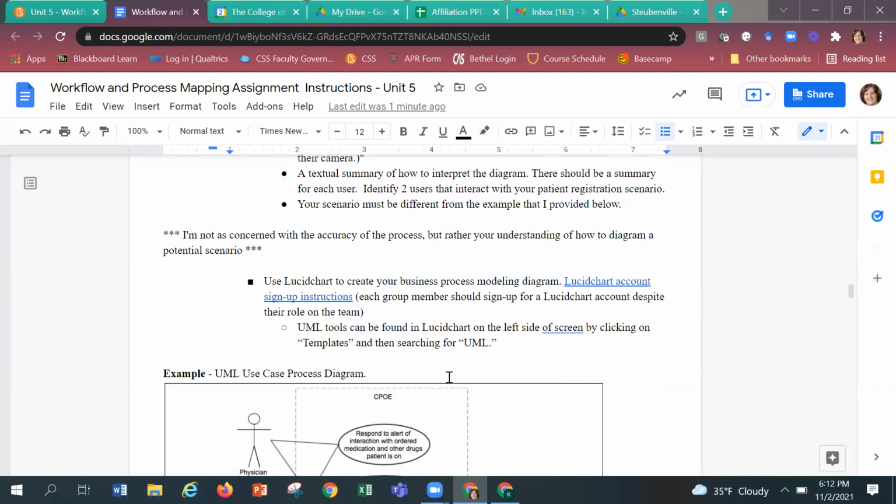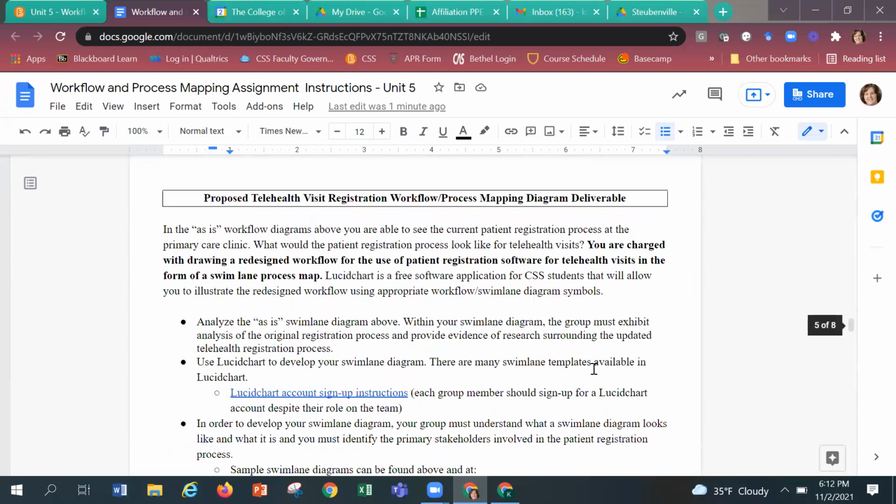I would like you to use Lucidchart to create your business process modeling diagram. Lucidchart is one of the Google system tools. And so you can log in using your CSS login credentials. It's a really slick tool and very intuitive. So I think you guys will all be able to pick that up very quickly, okay?